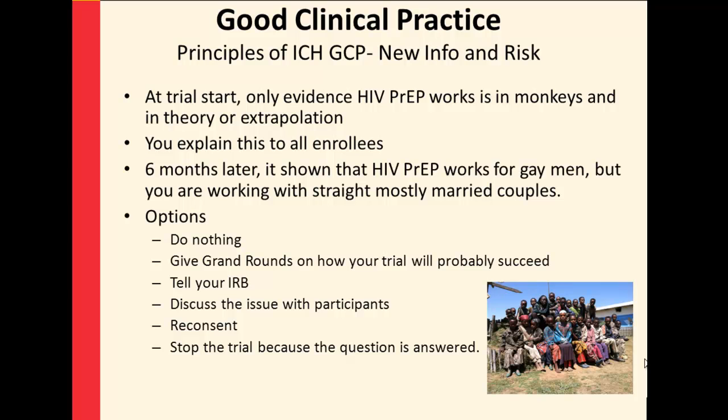But that came up. I mean, what about just give a grand rounds on how you think your trial is now going to succeed because somebody else did a similar trial and it succeeded. Tell your IRB, go to the IRB and give them that information. Discuss the issue with the participants. Reconsent the participants. Or stop the trial. You've already answered the question. PrEP works. Anybody have an opinion on what we should do?